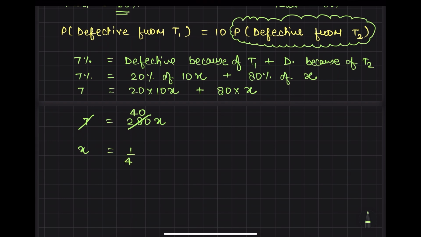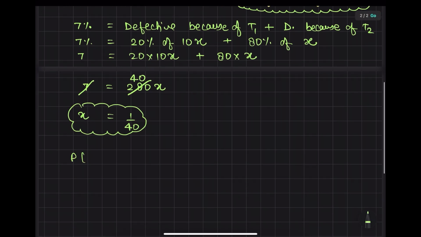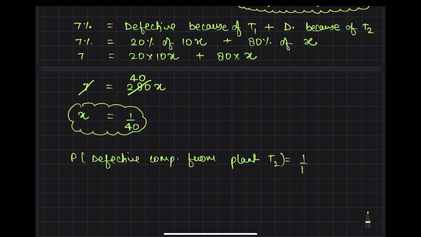So x is what? 1 by 40. What does this mean? The probability of a defective computer from plant T2 is 1 by 40. Is that okay?